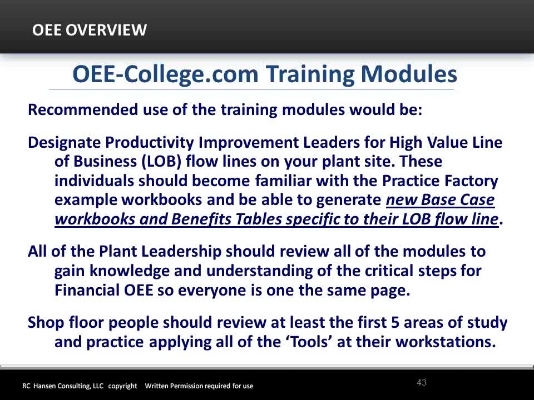Shop floor people should review at least the first 5 areas of study and be able to practice applying all of the tools at their workstations. The intent would be to have everyone have the tools in their toolbox, and as the critical equipment areas are designated, all of the tools can be applied appropriately.